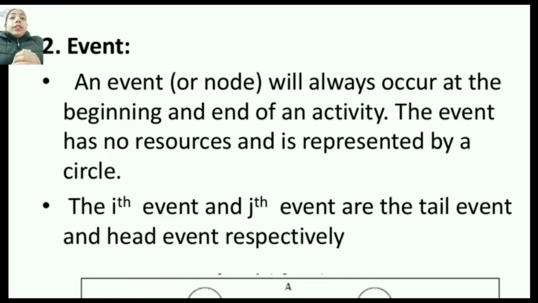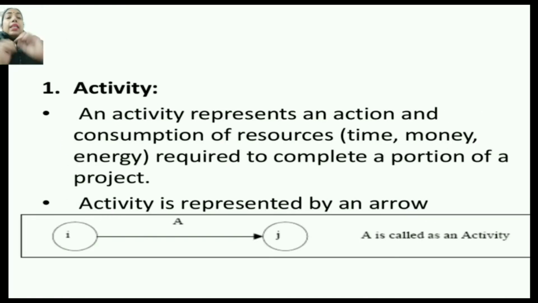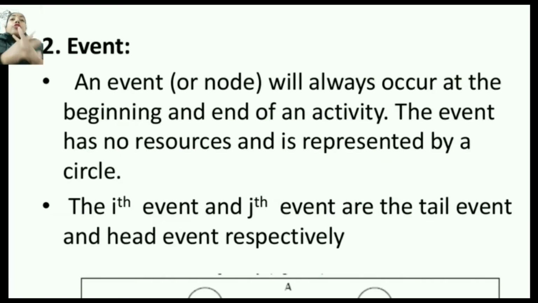Then comes the event. An event or node will always occur at the beginning and at the end of an activity. The event has no resources and is represented by a circle. So if we see the previous diagram, the circles I and J are the events. The arrow is the activity and I and J are the events. These are the 2 components of PERT and CPM.